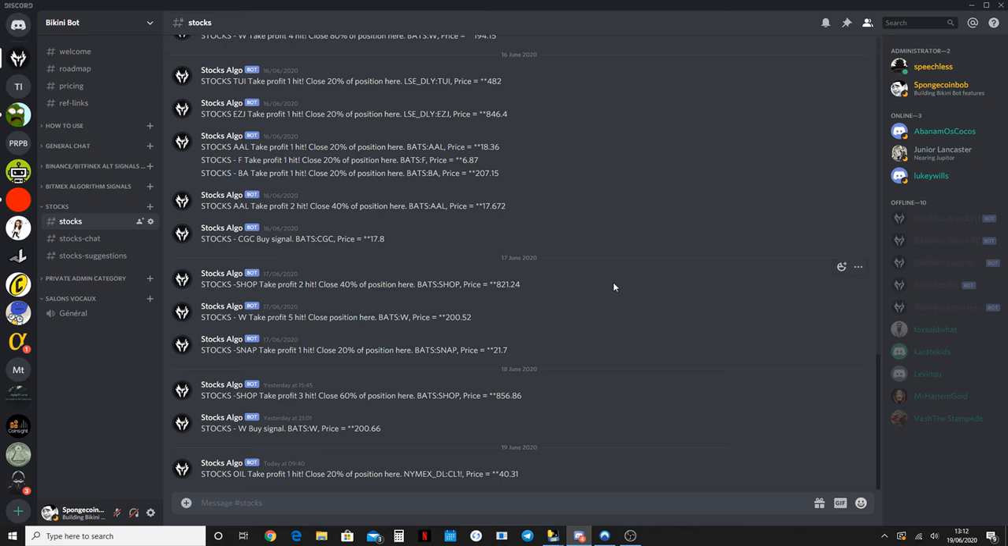So everything in the Discord runs under the same template. So it's things like buy signal. There might be included a stop loss there, and then it will have take profit 1, 2, 3, 4, and sometimes take profit 5. The stocks have take profit 5, like here, Wayfair had a take profit 5. And it will always tell you how much profit to take, where to take it, the price, and it will tell you whether you need to move a stop loss up or down or not. And then it will tell you when to close the trade.